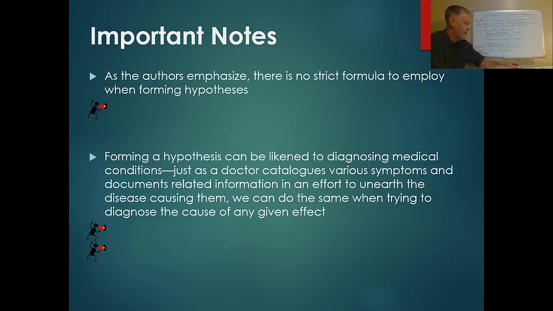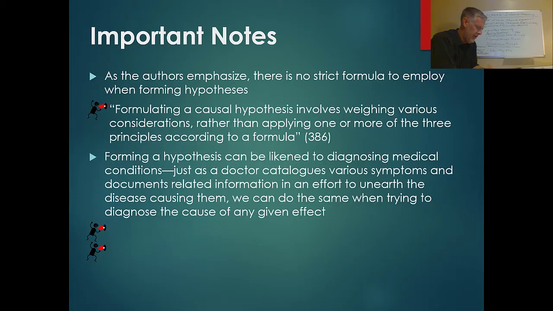Okay. So turning to slide 23, some brief important notes here. It's worth pointing out, as the authors do a few times, there's no strict formula here. When it comes to forming a hypothesis, as I mentioned earlier, this happens so often when we're forming and then trying to confirm hypotheses. A lot of times this happens even subconsciously. But there's no particular formula you employ. You're kind of using all these principles, if you will, in coming to the hypotheses we do. So there's no strict formula per se.